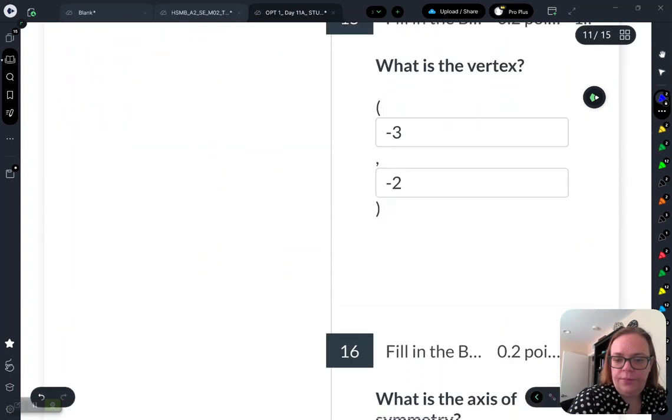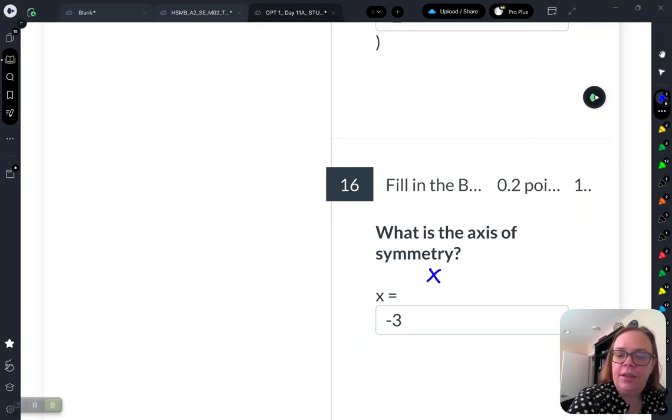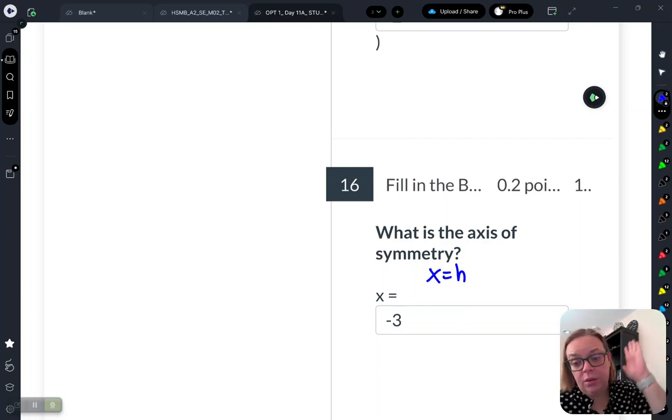And what is the axis of symmetry? That is just x equals whatever h is. The axis of symmetry is a vertical line that goes through the x-coordinate of the vertex of the parabola. So if you know the vertex, you know the axis of symmetry. If you know the axis of symmetry, you know half of the vertex. You just got to find the y part.